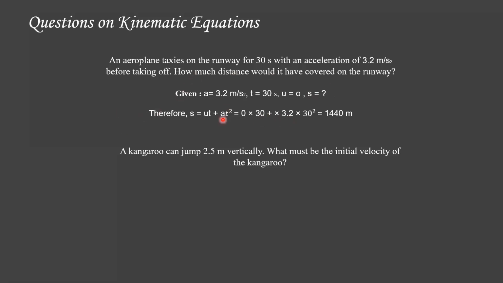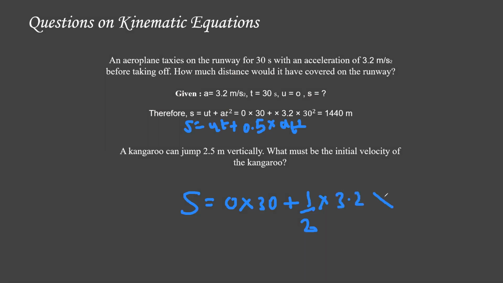Okay. Wait a minute. I'm gonna solve this for you now over here. Let's say we have S is equal to ut plus 0.5, meaning half, at square. What is A? A is at square. Okay, great. So if S is equal to, U is 0, so 0 into 30 is nothing but 0. So this is gone. Plus half into A, which is 3.2 meters per second square, into 30 square, which is nothing but 900. So if you cut this, we get 450 and you divide this.